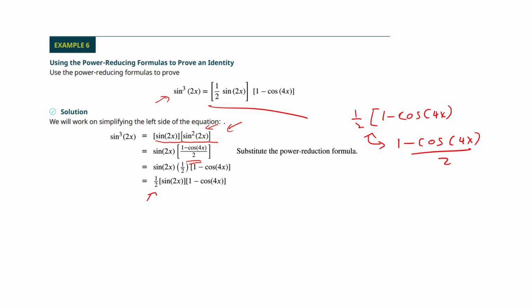We've got the 1/2 sine of 2x, the 1 minus cosine of 4x. The only thing here, again, remember, this original angle is 2x. I know it's weird, but the power reducing formula is going to double that. So if we double 2x, it becomes 4x.